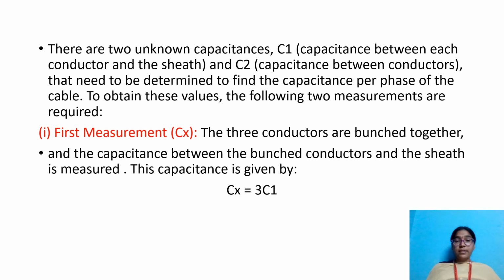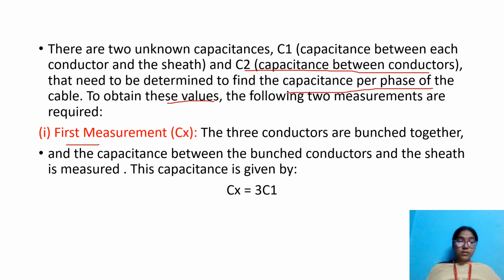The two unknown capacitances are C1, the capacitance between each conductor and the sheath, and C2, the capacitance between the conductors. These need to be determined to find the capacitance per phase of the cable. To obtain these values, the following measurements are required.